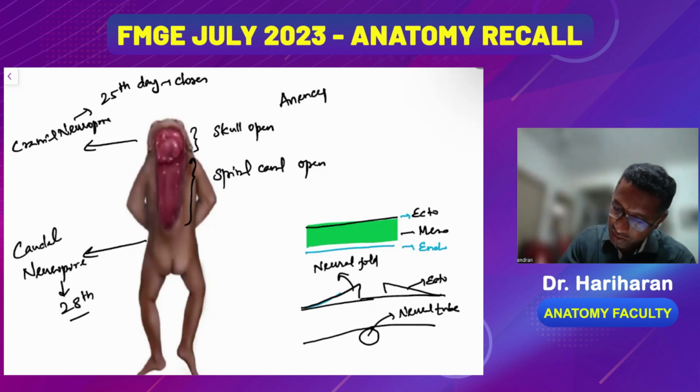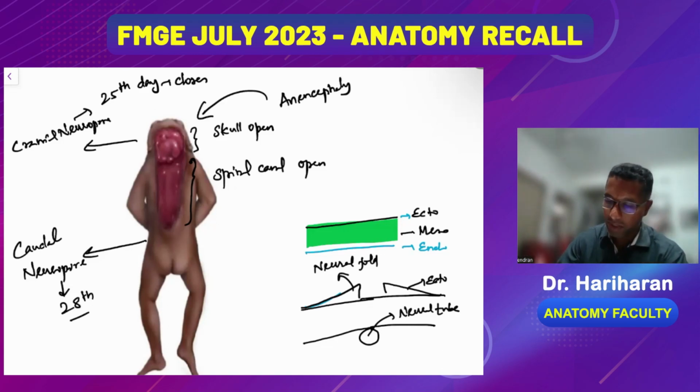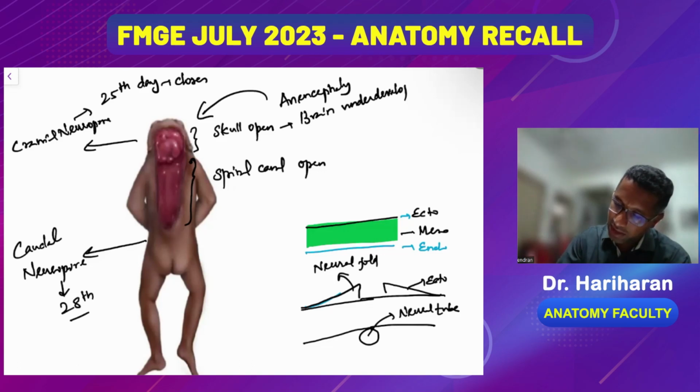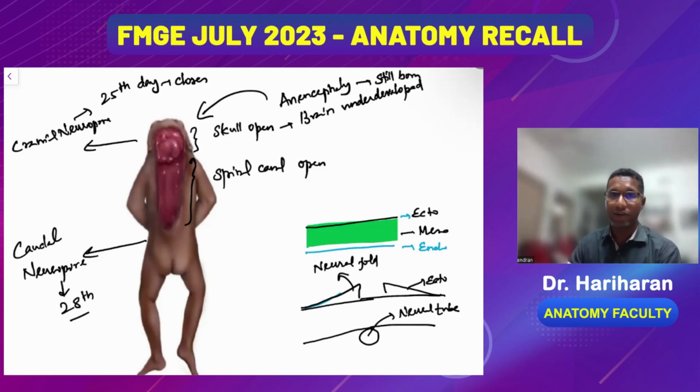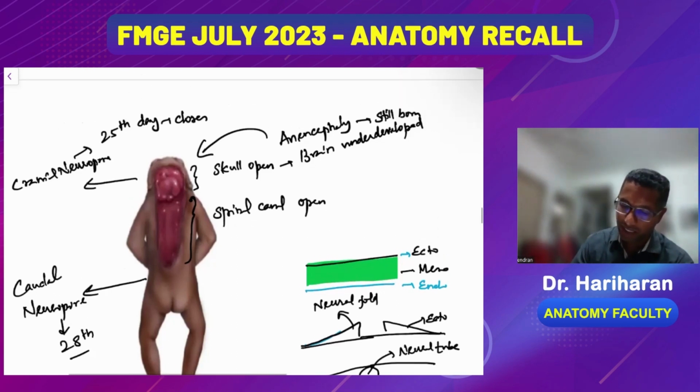So the condition where the skull is open and the brain is underdeveloped, we call anencephaly. Mostly these children are born stillborn and will not survive. And if the spinal cord is also open along with the cranium, then it is called craniorachischisis.